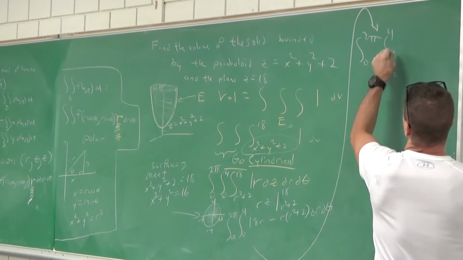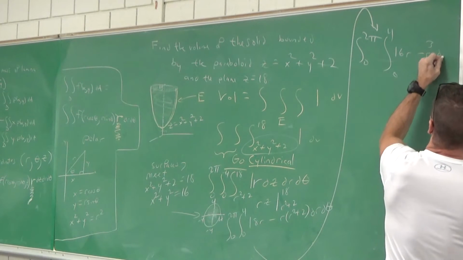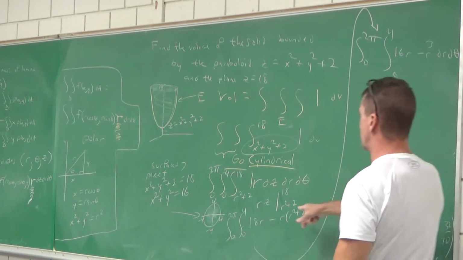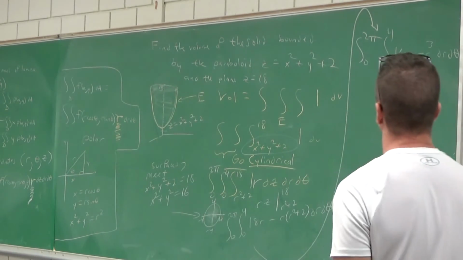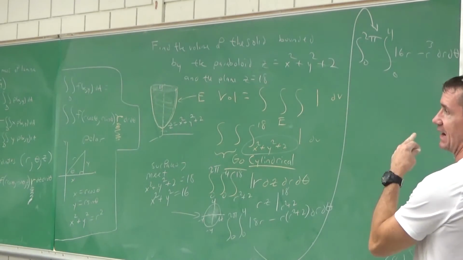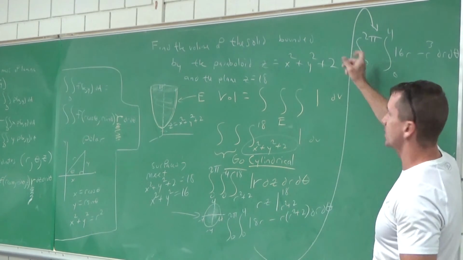So how many R's would that be? 16R minus R cubed. Is that okay? I distribute that and combine like terms? Oh, good. You're all like, yeah, we do 2 steps at once. And I can split that up though. You know me, I like to split up integrals when I can. I've got 4 numbers.